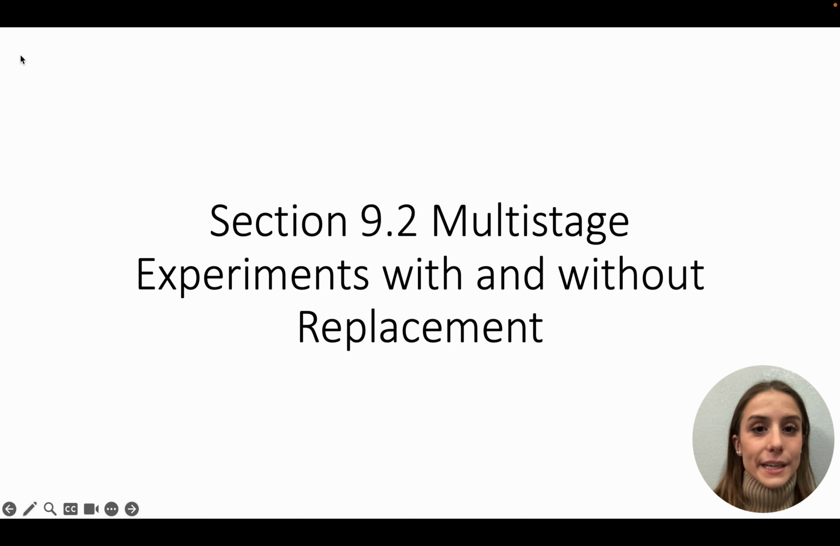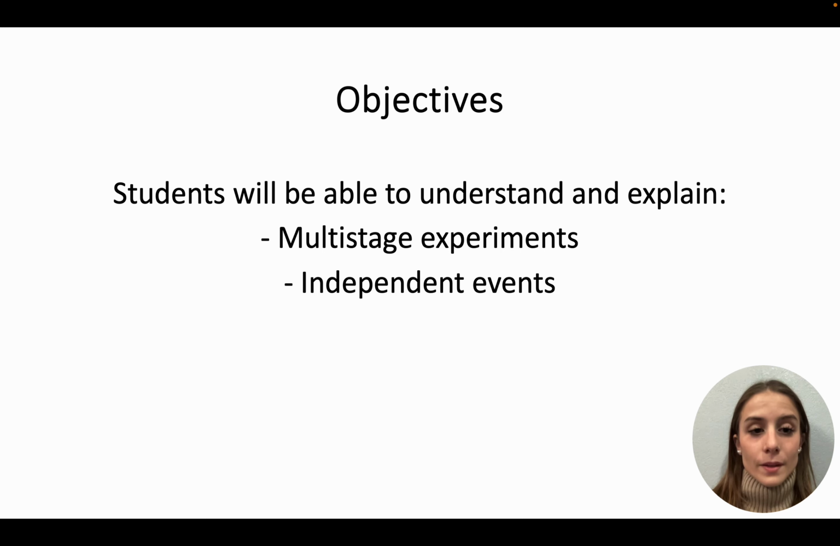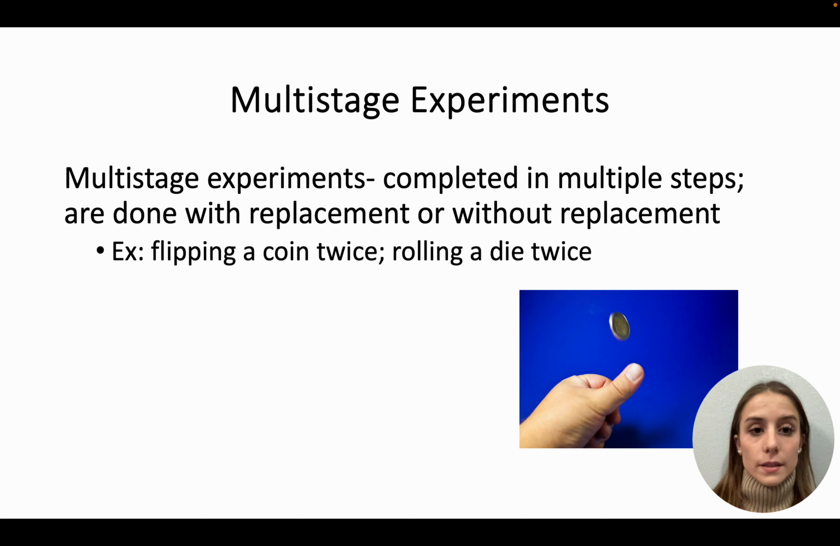Today we will be going over section 9.2, multi-stage experiments with and without replacement. Our objectives for today: students will be able to understand and explain multi-stage experiments and independent events. We'll start with a definition of multi-stage experiments.